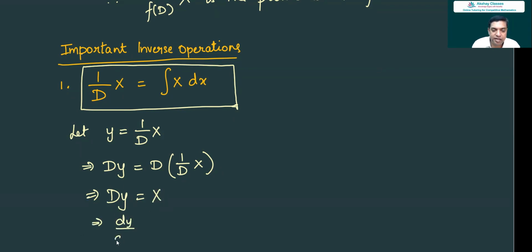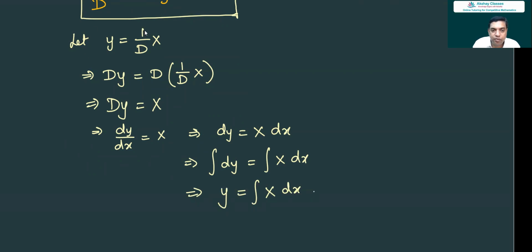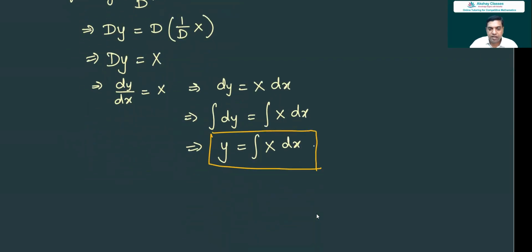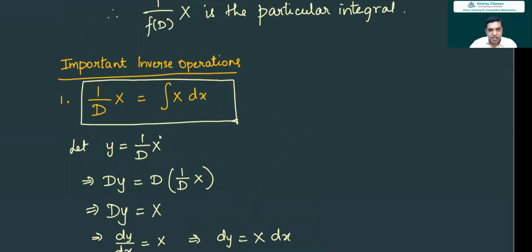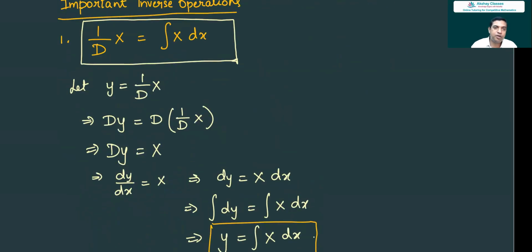So this is dy by dx equals x. This means dy is equal to x dx, which implies, on integrating, y is equal to the integral of x dx. So what is y? To begin with, y is 1 by D times x. So we get that 1 by D times x is the integral of x dx. This is the first very important inverse operation.